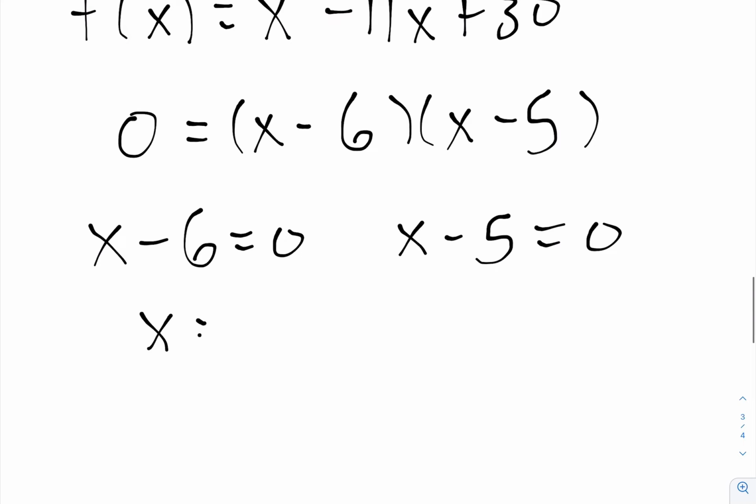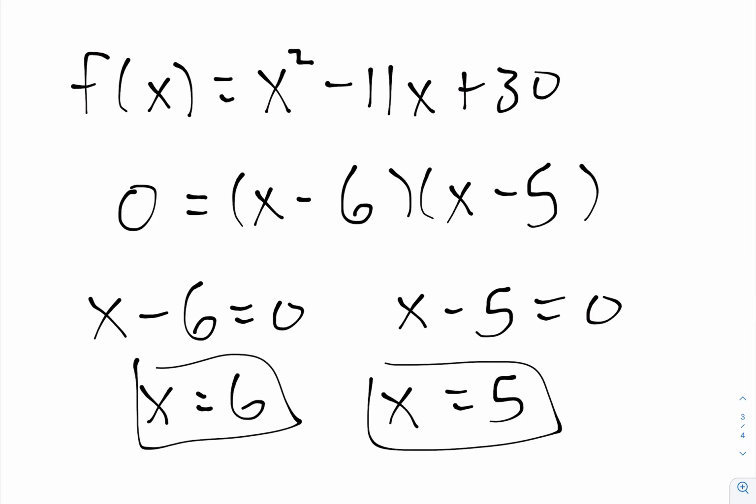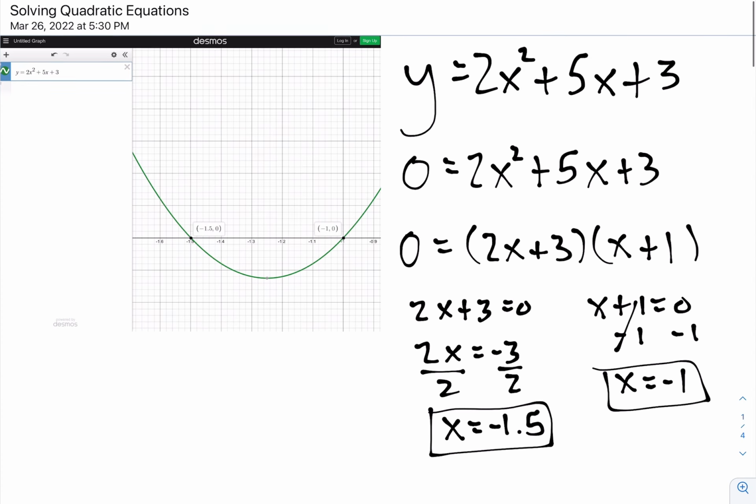So x equals 6, x equals 5, right? Just adding 6 and adding 5 on both sides. So if you were to graph this function, it would cross through the x-axis at x equals 6 and x equals 5. Okay, I hope that video was helpful just on solving quadratic equations by factoring.